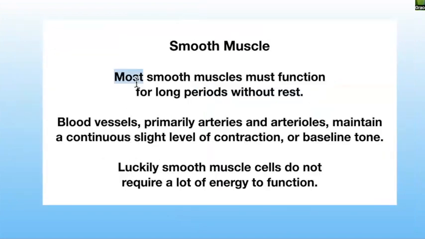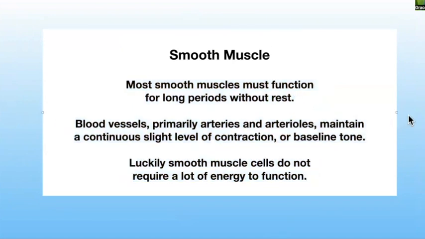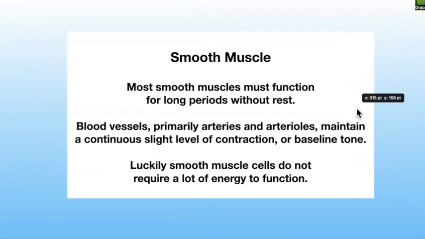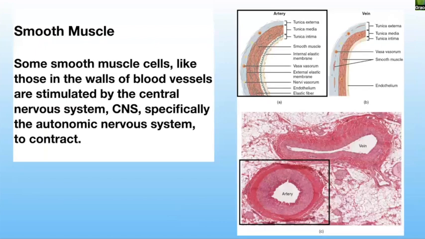So smooth muscle must function for long periods without rest. Blood vessels, primarily arteries and arterioles, maintain a continuous slight level of contraction, or baseline tone. But luckily, smooth muscle cells do not require a lot of energy to function. Some smooth muscle cells, like those in the wall of blood vessels, are stimulated by the central nervous system, specifically the autonomic nervous system, to contract.